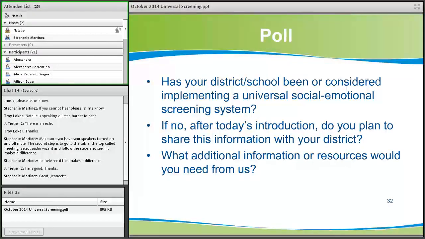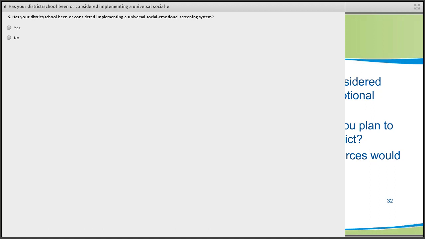We have a couple more polls to get a sense of where your districts are at with universal social emotional screening. The first question being, has your district considered implementing a universal social emotional screening system? Okay, great. So from those of you that responded, I'm excited to see that we have slightly more yeses than nos.